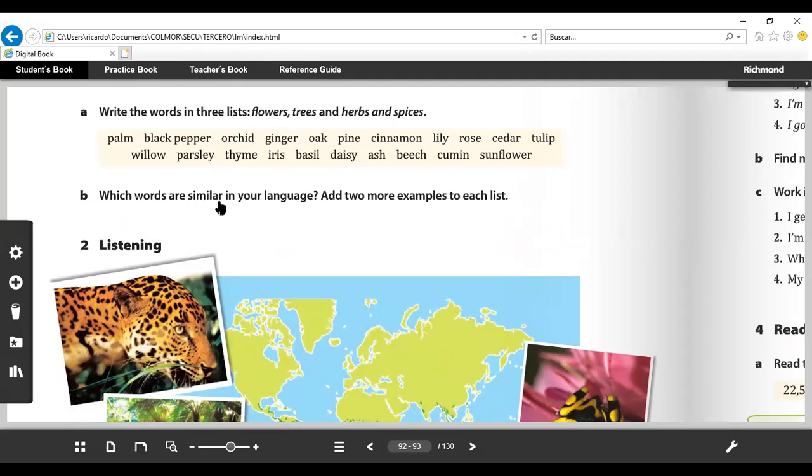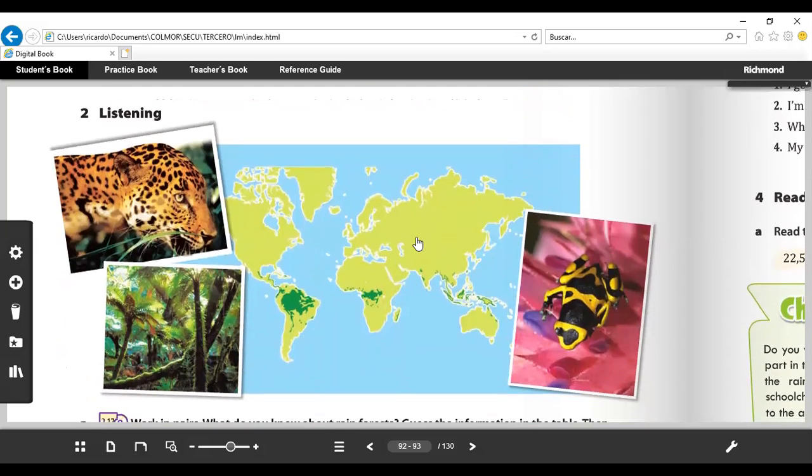It says, which words are similar in your language? Add two more examples to each list, okay? Which ones are similar to Spanish? Probably orchids, pine, what else? Ginger, rose. Okay, those are the ones that are similar to Spanish, because I believe that it comes from the Latin language. Scientists use Latin language for definitions and things like that. So this is probably the reason why we have similar words.